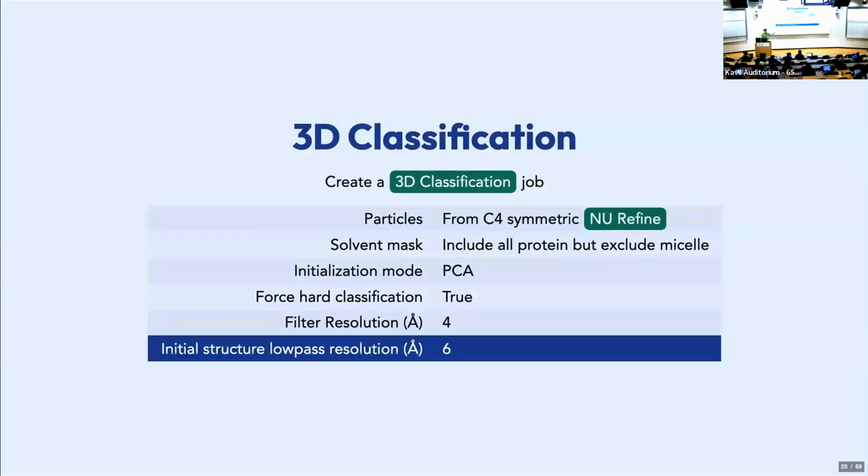And then the initial low pass is just, when we create those PCA volumes, how much do we low pass them before doing the classification? I generally will set this to a little bit lower resolution than my filter resolution, but you can go up to the filter resolution. Doesn't hurt too bad, okay?